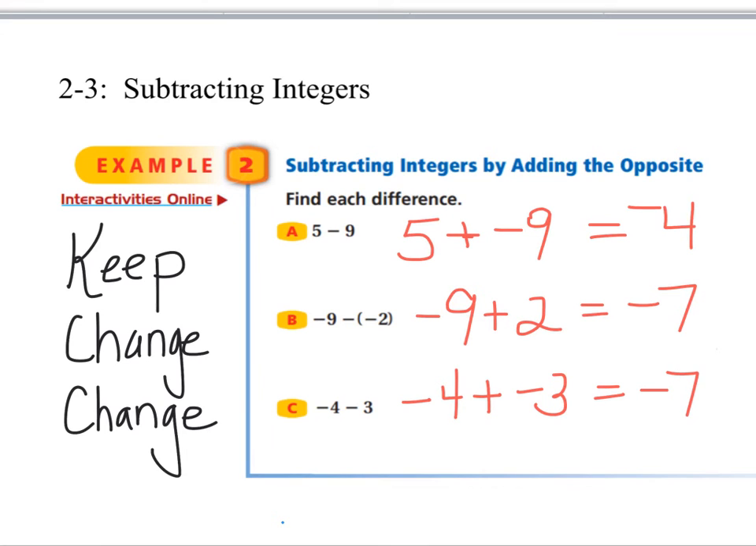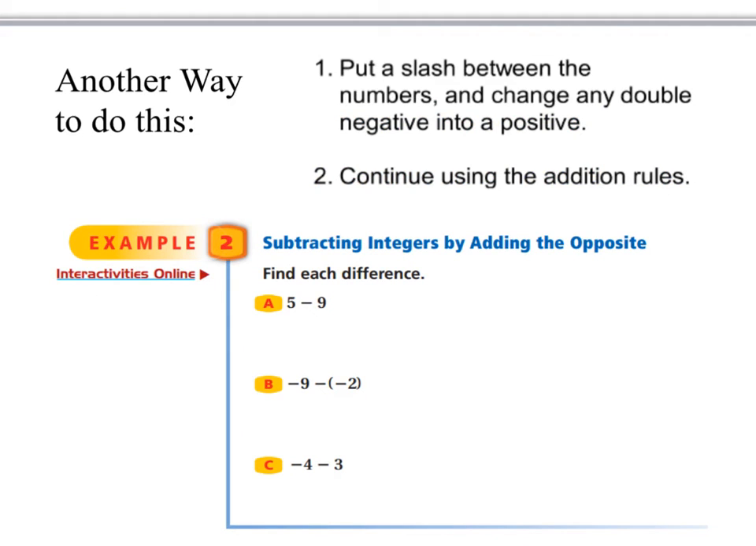Pretty simple. I have another way to change it into an addition problem that for some of you, you might think, oh, wow, I've never seen that before. I like that. And if that's true, cool. If not, then just go back and do what you just learned. So what I'm going to do is I'm going to put a slash after the first number. And that's where my plus sign is going to be. And then I'm going to change the second number if it's a double negative into a positive. Otherwise, if it's not a double negative, I'm going to keep it. And I'm going to use addition rules.